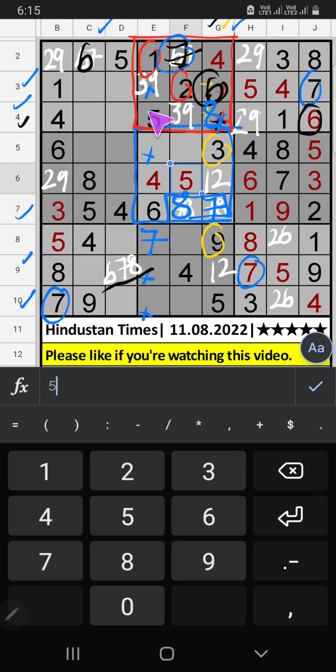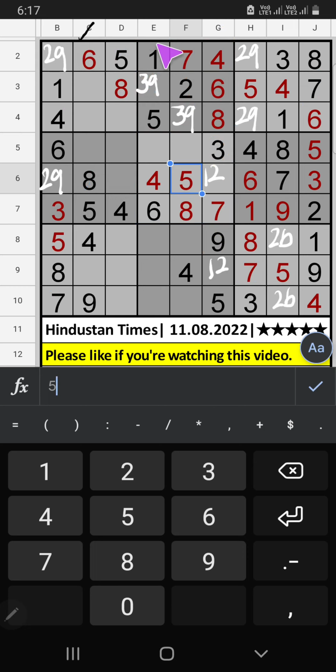Column C and 4th row, we have 8. So 8 can't come in these cells, then 8 is confirmed here. Column C, column E, we have 6. So 6 can't come in these cells, then 6 is confirmed here.